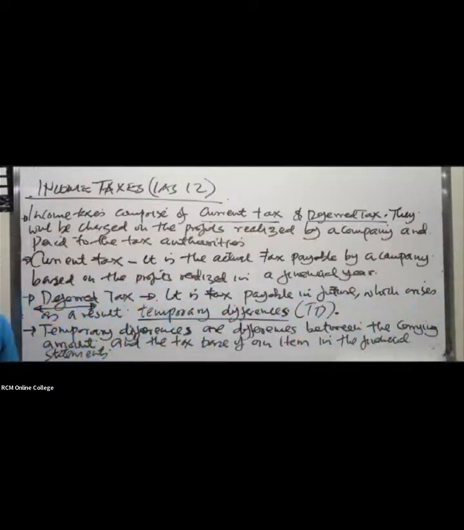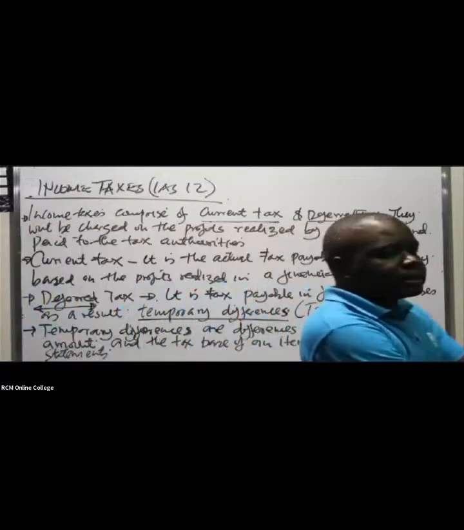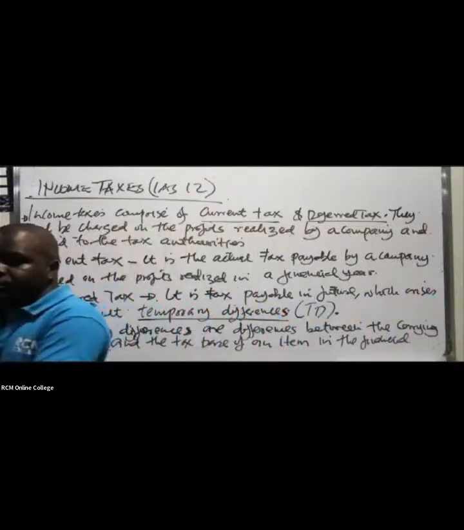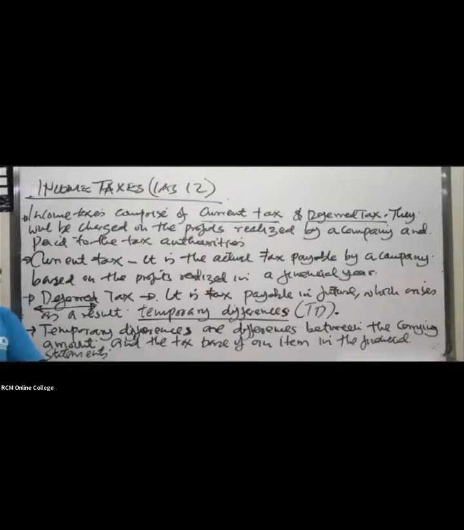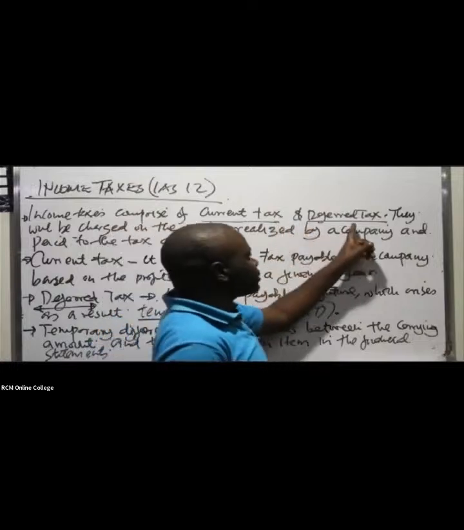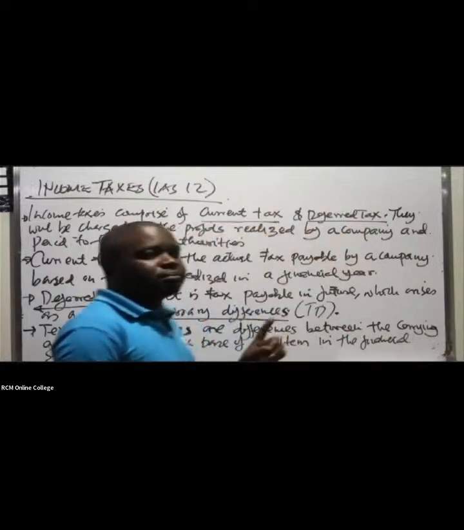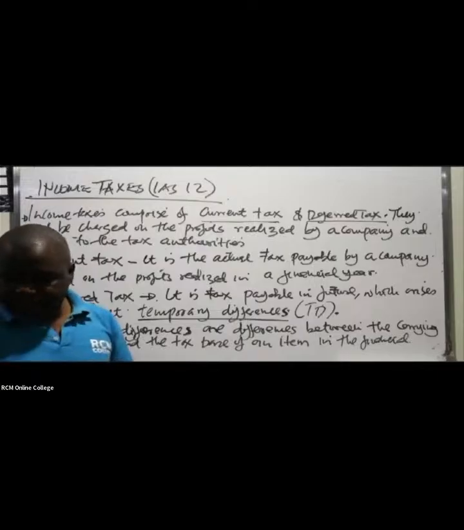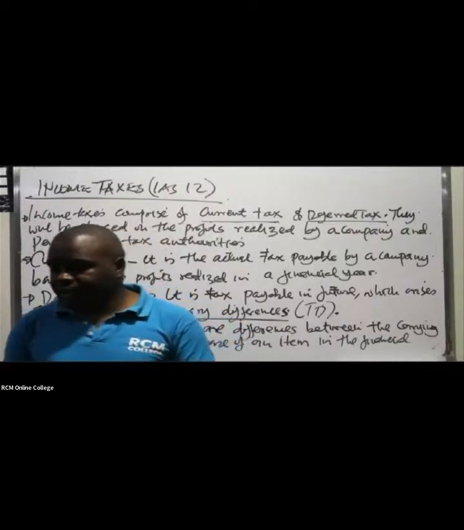So there's something you've been able to say here: when you talk about income taxes, these are taxes that a company will likely end up having to pay to the government. They are usually paid to the tax authorities. It comprises two taxes. We refer to them as current tax and, of course, deferred tax. Current tax is basically the tax that the company is under obligation to pay in the current year.